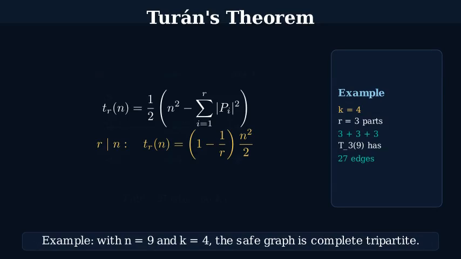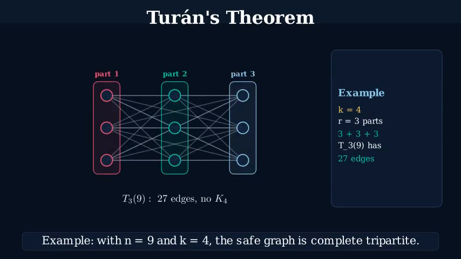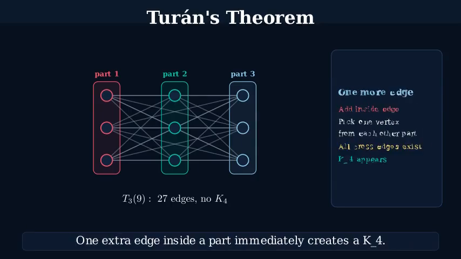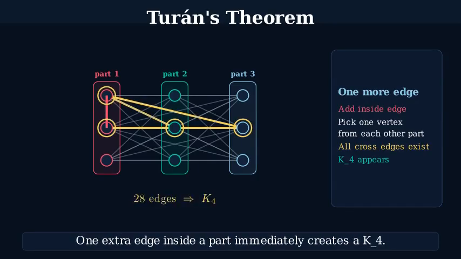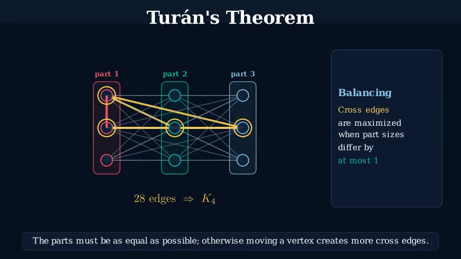Here is the concrete case n equals 9 and k equals 4. We split the 9 vertices into 3 parts of 3 vertices each. We connect every pair of vertices in different parts. This complete tripartite graph has 27 edges, but it has no K4. Now add just one extra edge inside a part. Take the 2 endpoints of that new edge, then pick one vertex from each of the other 2 parts. All cross edges were already present, and the new inside edge completes the missing connection. A K4 appears.